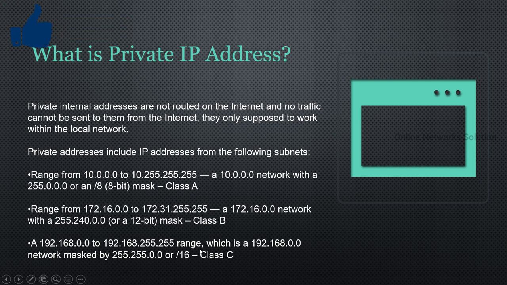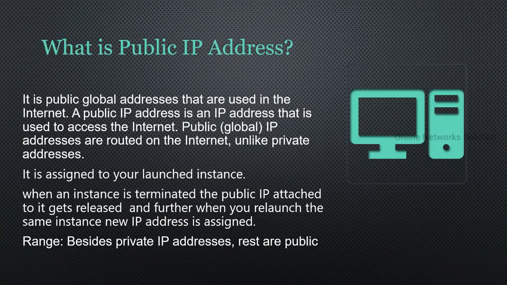Now move on to the public IP address. What is a public IP address? It is a public global address that is used on the internet. A public IP address is an IP address that is used to access the internet. Public global IP addresses are routed on the internet, unlike private addresses. Public IP addresses can be accessed over the internet, which is different from private IP addresses, because a private IP address cannot be accessed from outside the network, whereas a public IP address can be globally accessed.